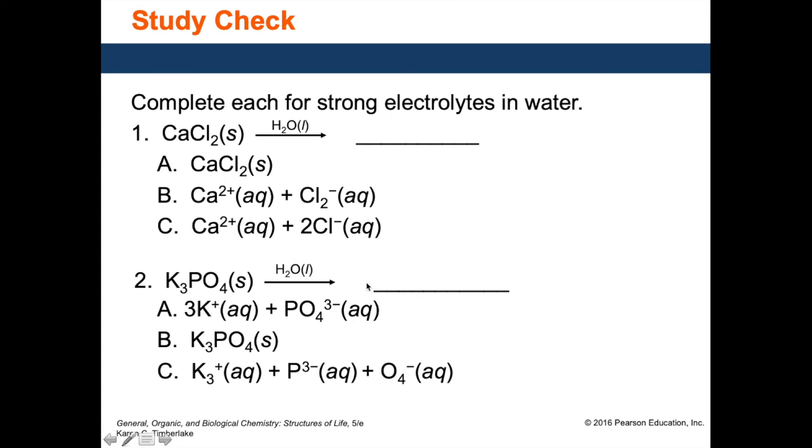All right. Now, for this question here, we have potassium phosphate. So what's your cation and what is your anion? Your cation is potassium, which has the formula K+.